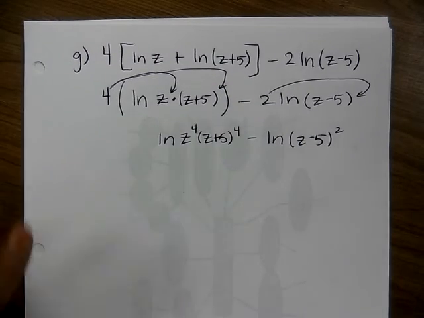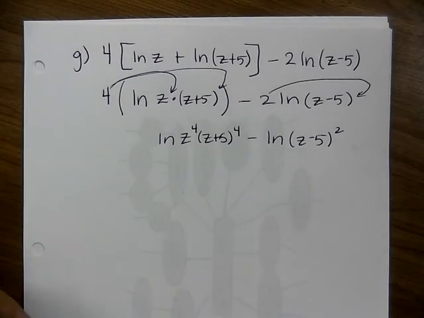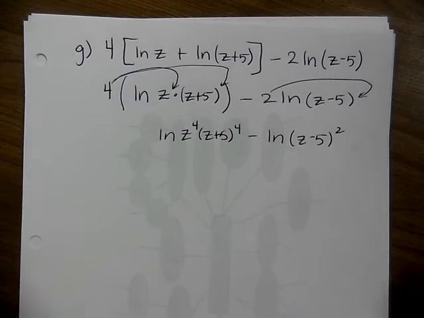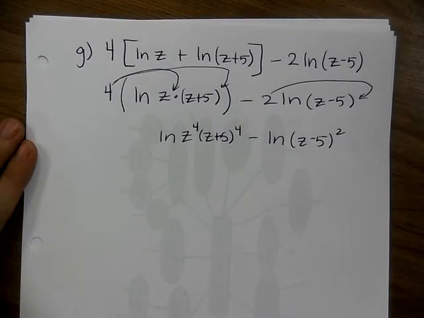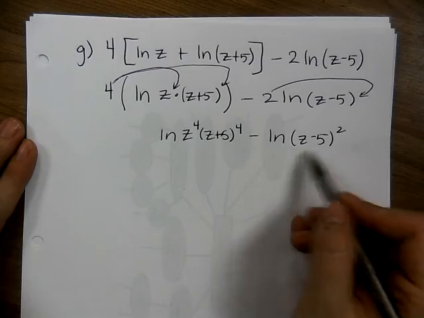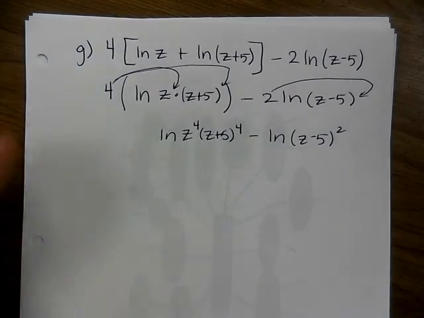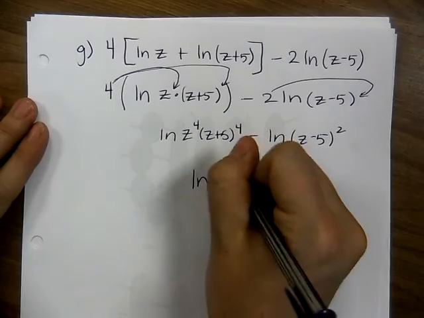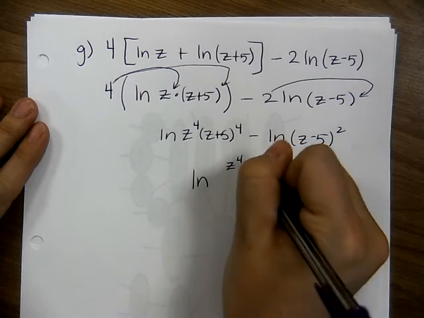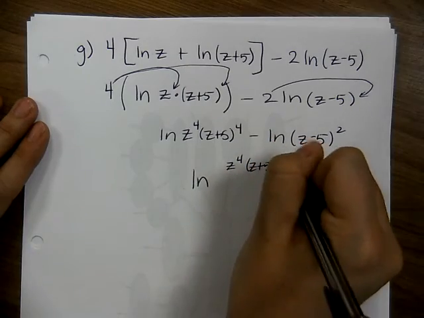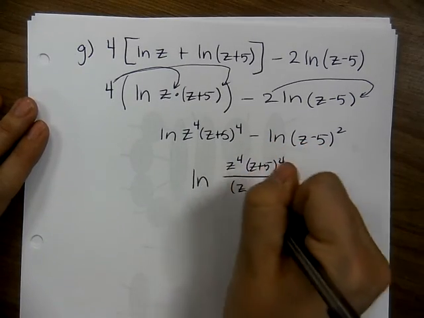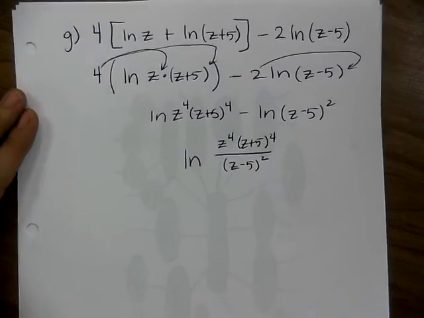Now you might have had a different approach. You might have distributed first, then pulled over the exponents. You might have done it in one shot. But we're just going to get to the end together. So now this subtraction is going to combine into division, and you should end up with, as a final answer, z to the 4th times z plus 5 to the 4th divided by z minus 5 squared.